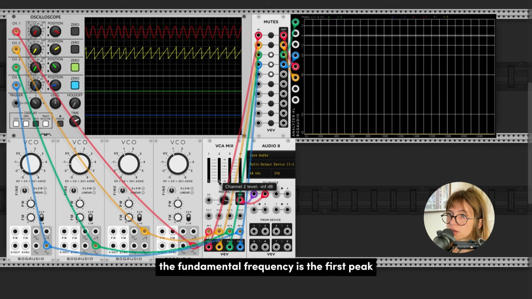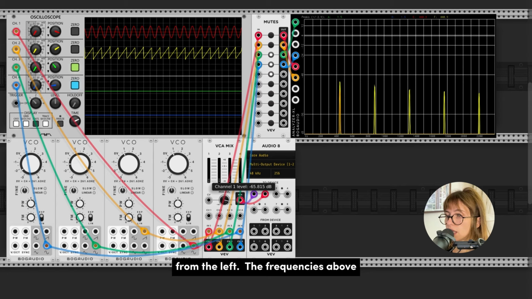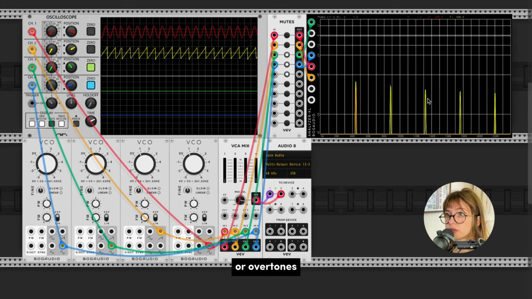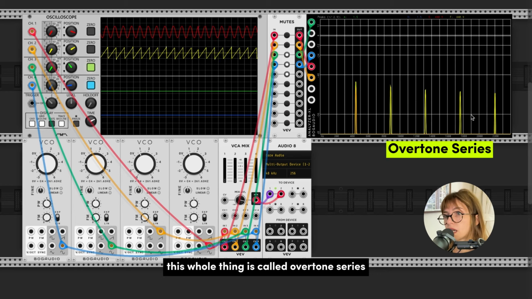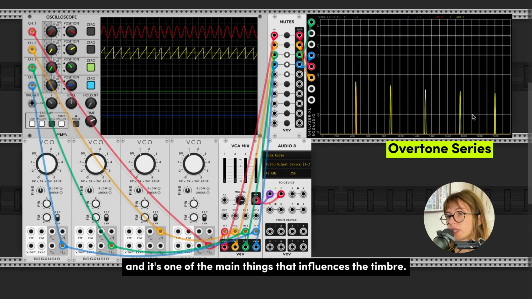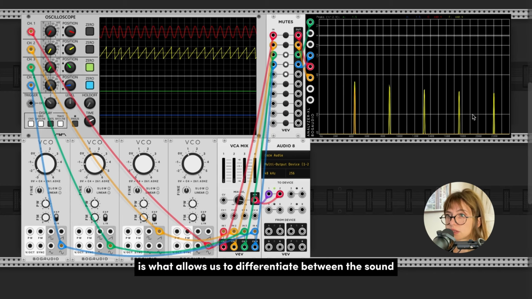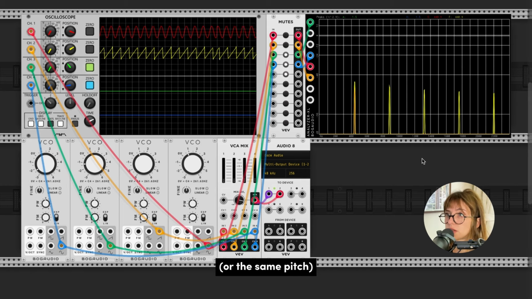So now you know the fundamental frequency is the first peak from the left. The frequencies above the fundamental are called partials or overtones. This whole thing is called the overtone series, and it's one of the main things that influences the timbre. And timbre is what allows us to differentiate between the sound of different instruments playing the same note or the same pitch.